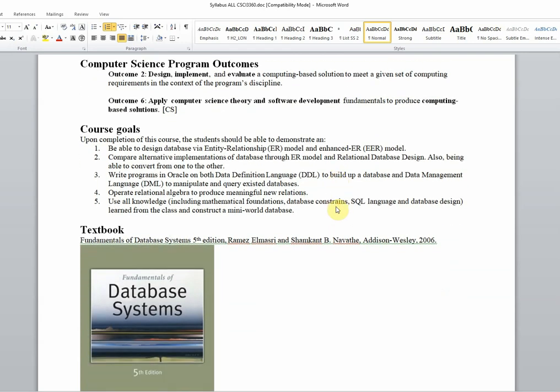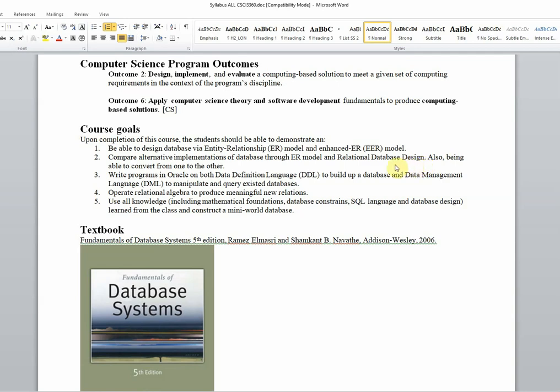There are many goals that I want you guys to achieve in this course. Be able to understand the ER model and EER model. Those are considered more user-friendly, or non-computer science people-friendly, designs of the database so that we can use it to communicate with our clients. And then after that, we will need to compare alternative implementations of the database through the ER model and relational database design model. So after the EER model, we will learn another one that's closer to the computer science field, what we call the relational database model.